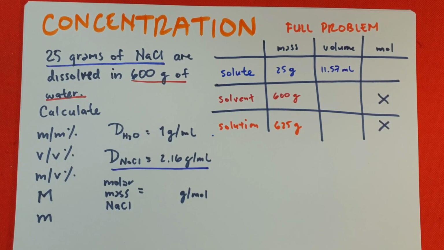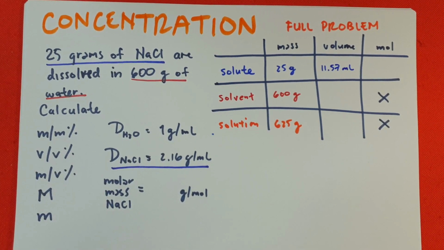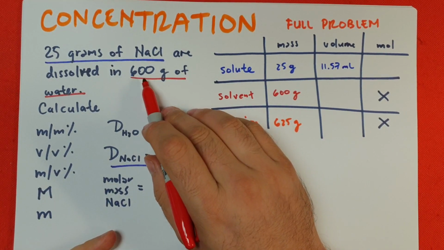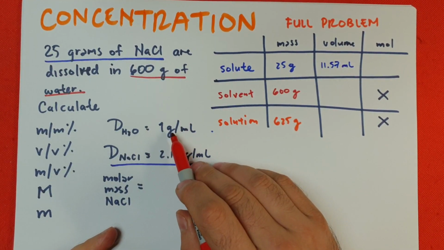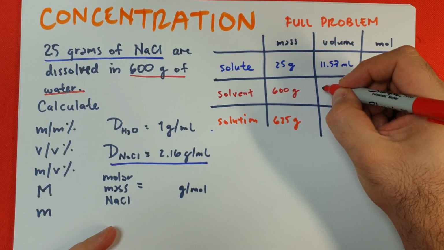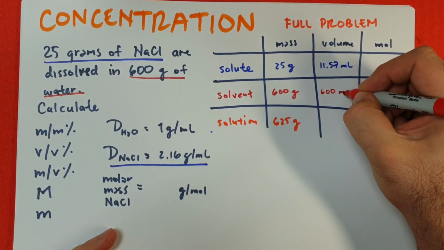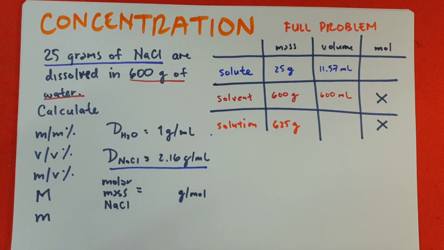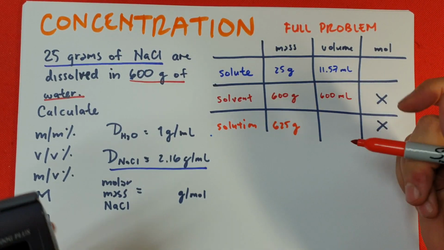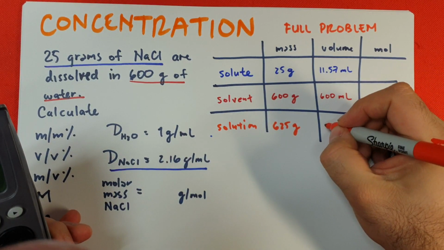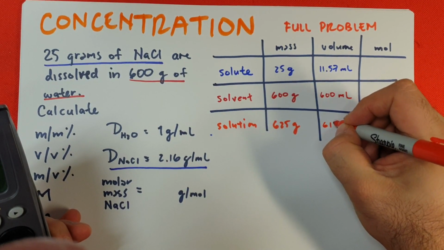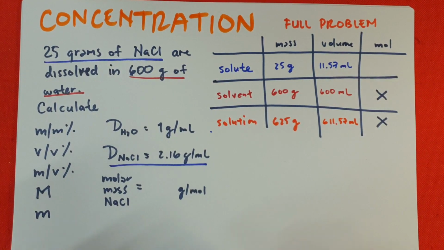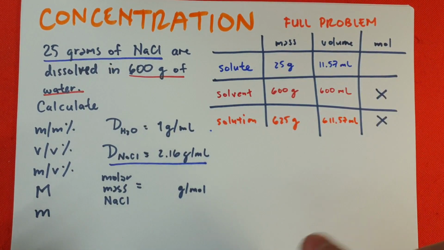We converted this using the density of the solute, sodium chloride. The density of the solvent, water, is 1 gram for every milliliter. So if we have 600 grams, the volume of the solvent is 600 milliliters as well. Once we have the volume of the solute and the solvent, we add them, and the volume of our solution is 611.57 milliliters.